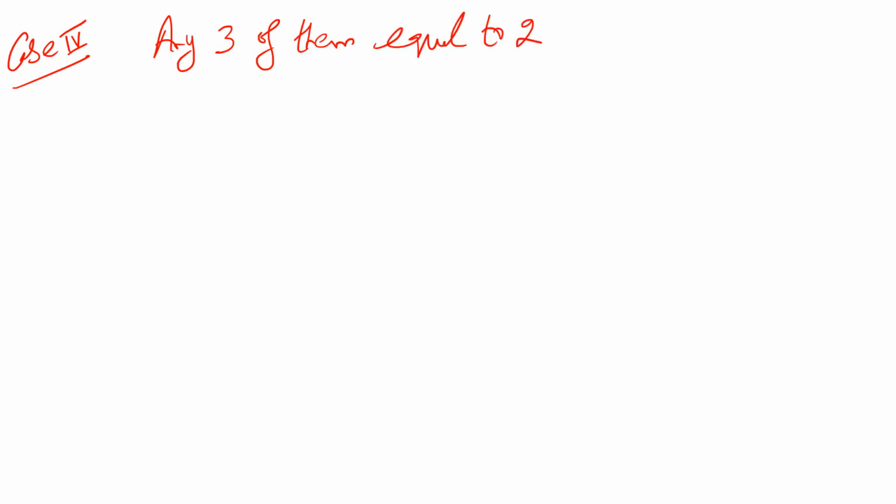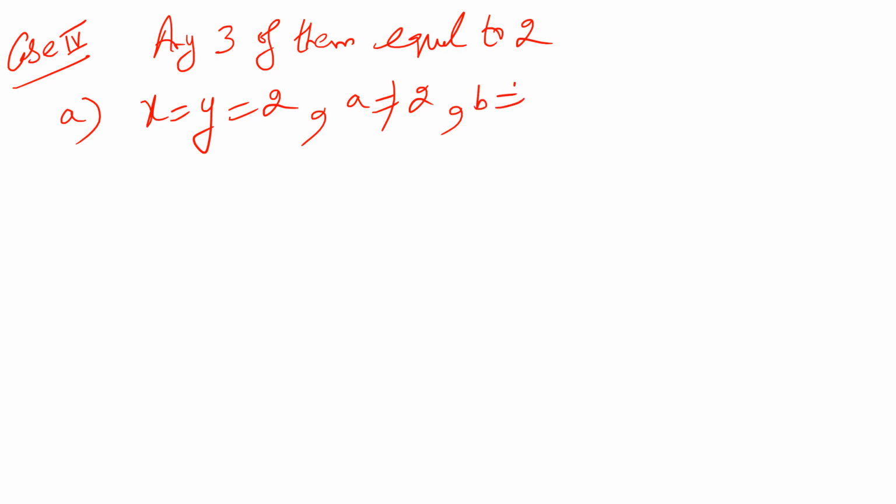Now students, I'm going to discuss the fourth case, and in this particular case I'm taking any three of them equal to 2, right? So what can be the first subcase of this situation? I'm taking 2 on the left hand side, X and Y as 2, and 1 on the right hand side as 2. That means I'm taking C as 2.